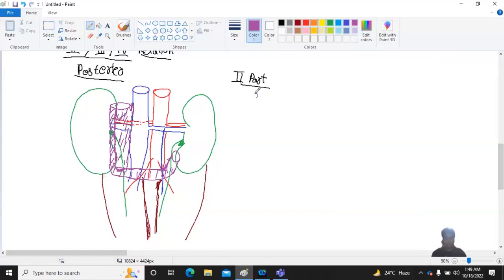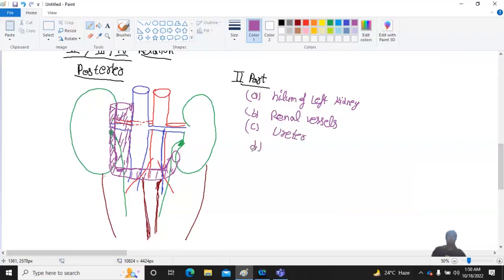So we can write first the hilum of the right kidney. Then renal vessels, renal artery and renal vein, ureter, IVC, inferior vena cava, then psoas major, the psoas major muscle. This is a muscle. These are the second part relations.